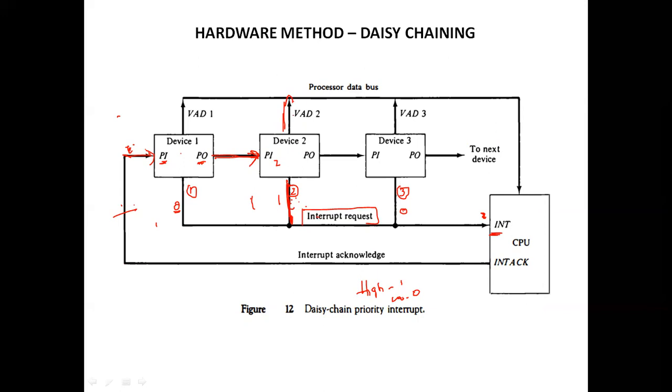If the device has not requested the interrupt, it passes the signal on to the other devices. If the device has really sent the signal, that is, this device 2 has sent the signal, then this vector address 2 line is going to be activated. And this is given back to the CPU, so which address.